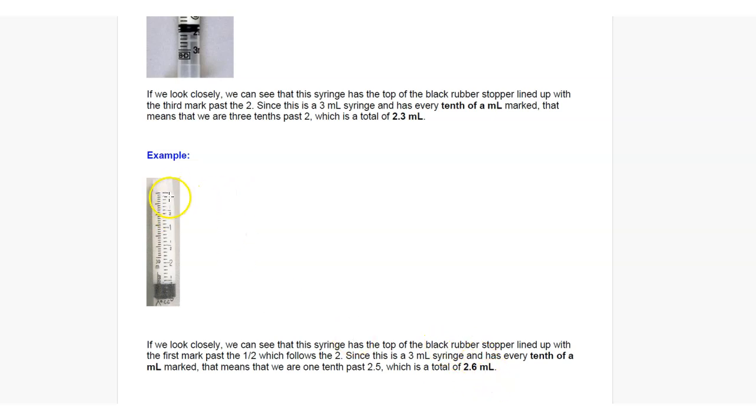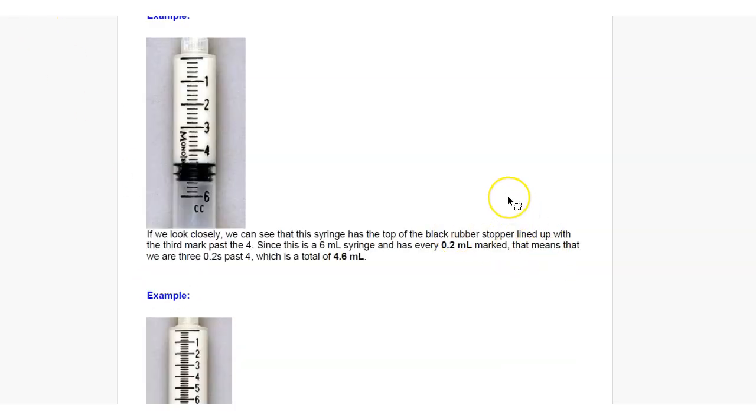So for each line, that's basically 0.1 ml. This says half, so we're at 0.5 and we need 2.6, right? So where's 2? This is 2 and I'm gonna count 6 lines. So 1, 2, 3, 4, 5, 6. So this is where this line should stop, right? The top black line.